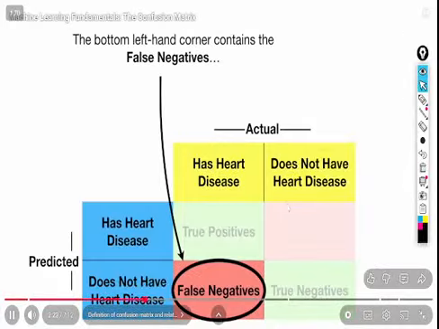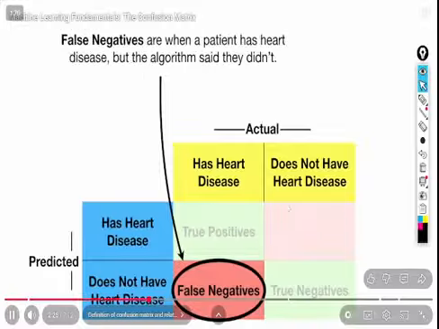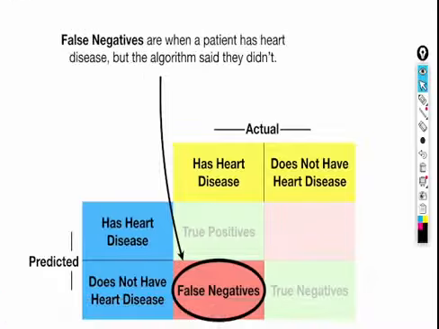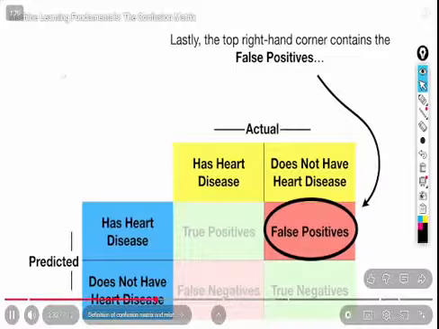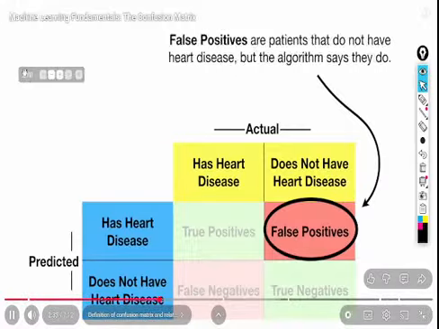The bottom left-hand corner contains false negatives. False negatives are when a patient has heart disease, but the algorithm said they didn't. Lastly, the top right-hand corner contains false positives. False positives are patients that do not have heart disease, but the algorithm says they do.